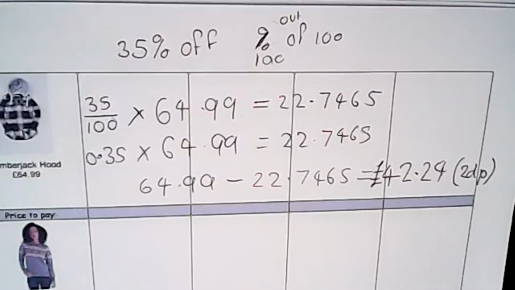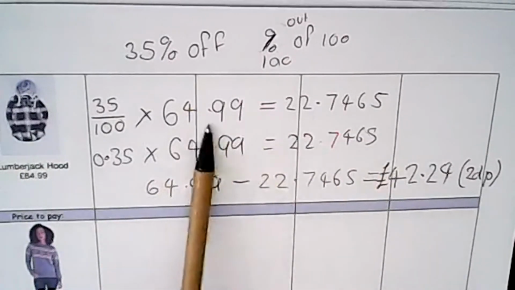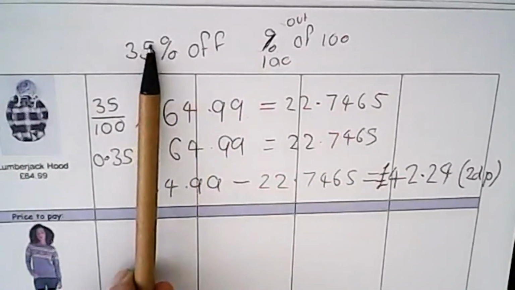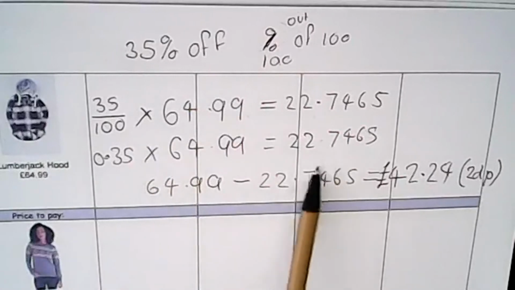Now just to finish off, time's up, but I will say that the process for interest is exactly the same as what we've learned today. The only difference is people are making money out of you. So it goes the other way. If you're talking about interest in banks, the working out is exactly the same. 35% interest on a loan of £64.99. The difference here in the working out would be at the end.